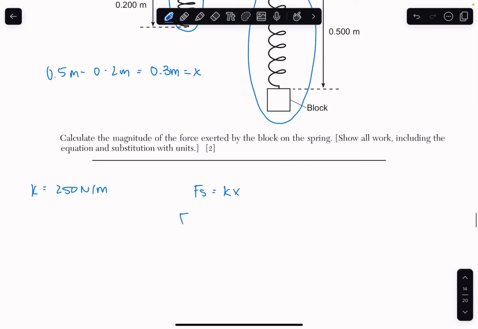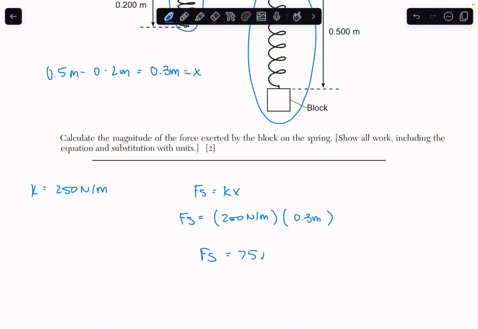So Fs equals 250 newtons per meter times 0.3 meters, and once we solve that out, we're going to get a force of 75 newtons.